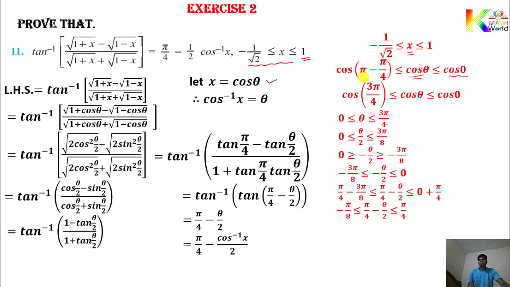Okay? So cos of pi minus theta, this is the answer, minus cos pi by 4. In the second quadrant the cos function is negative. So what is the answer of this? Minus cos pi by 4, and minus cos pi by 4 is nothing but minus 1 by root 2. So it means we write this value in terms of cos. So what is the answer? Cos of pi minus pi by 4. So considering LCM, 4 pi minus pi, that is 3 pi by 4, less than or equal to cos theta less than or equal to cos 0.